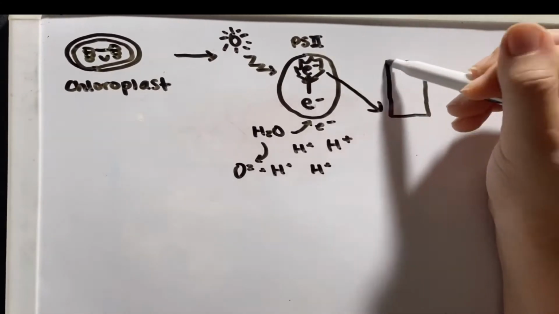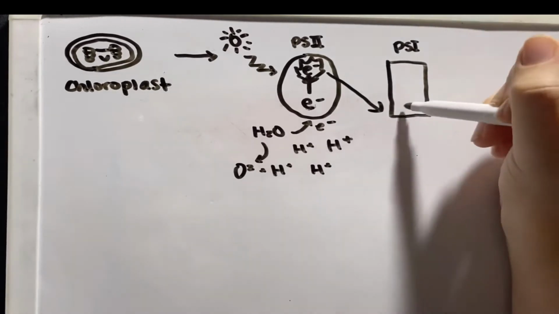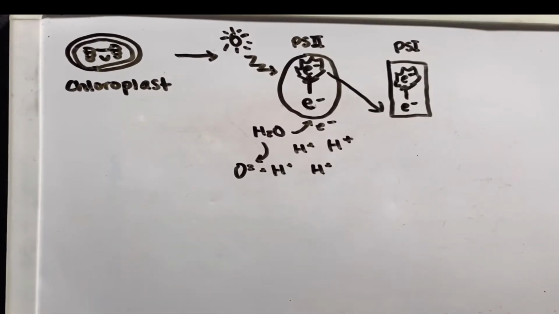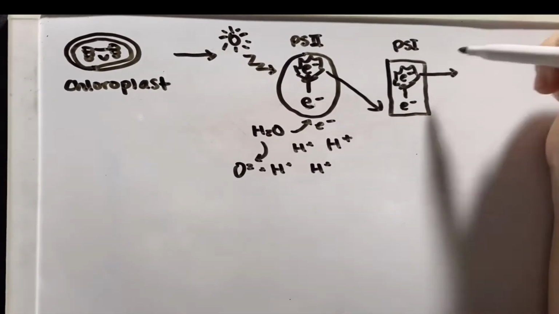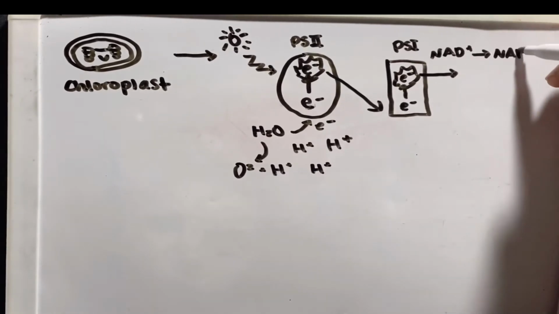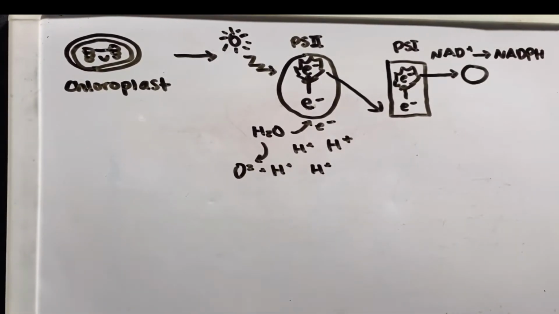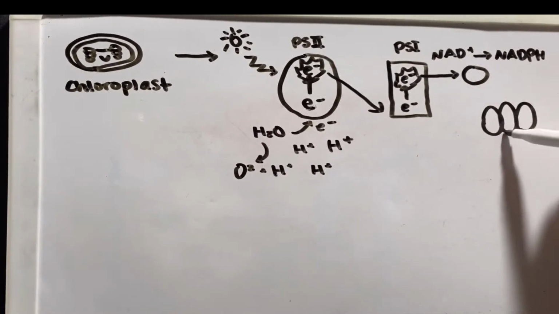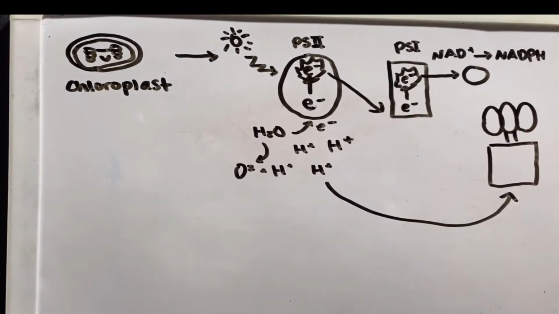The now grounded electrons are transported to photosystem 1, which excites the electrons yet again. This reduces NADP+, the final electron acceptor, to make NADPH. Lastly, the electrons travel through the ATP synthase, which rotates to create none other than ATP.